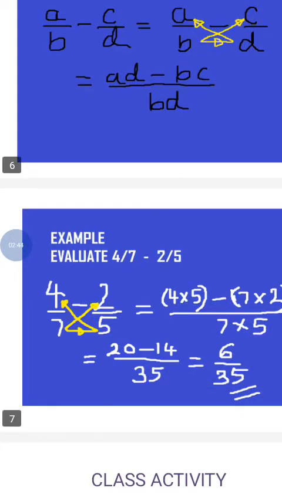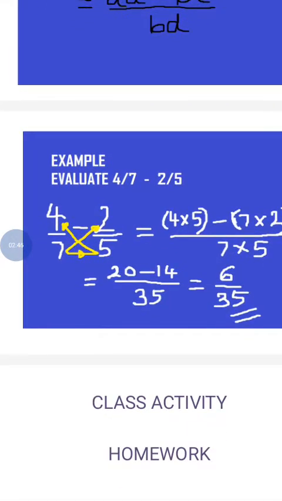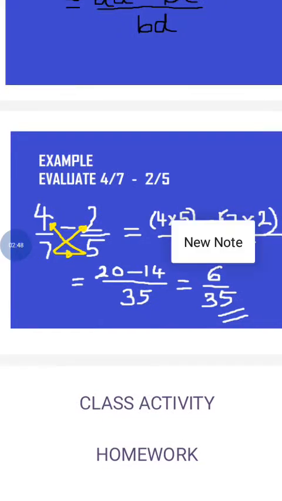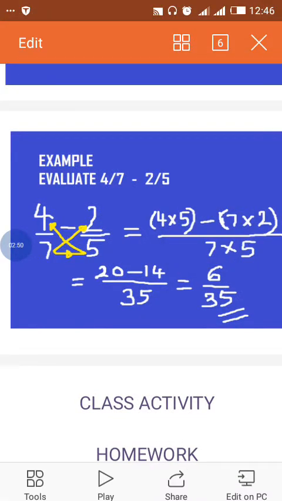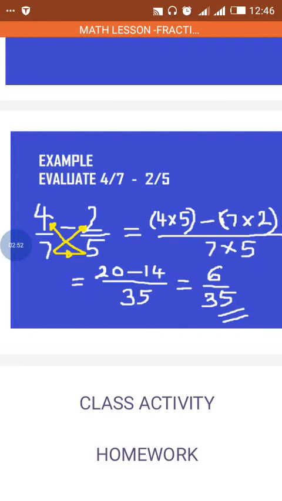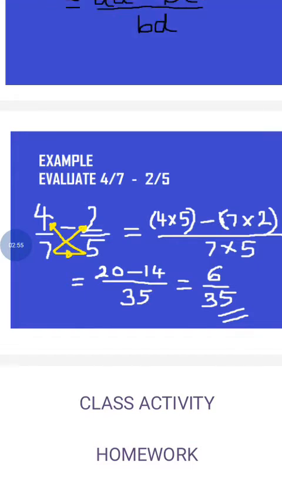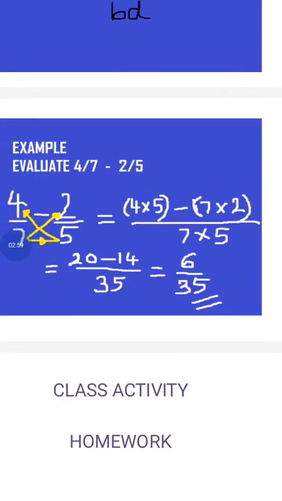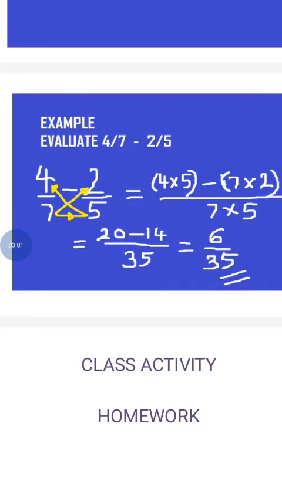So we look at an example. Let's apply this principle in this example, which is evaluate 4 over 7 minus 2 over 5. So 4 over 7 minus 2 over 5 is equal to, what do we have? So let's apply the bob symbol. 4 times 5 minus 7 times 2, over 7 times 5.